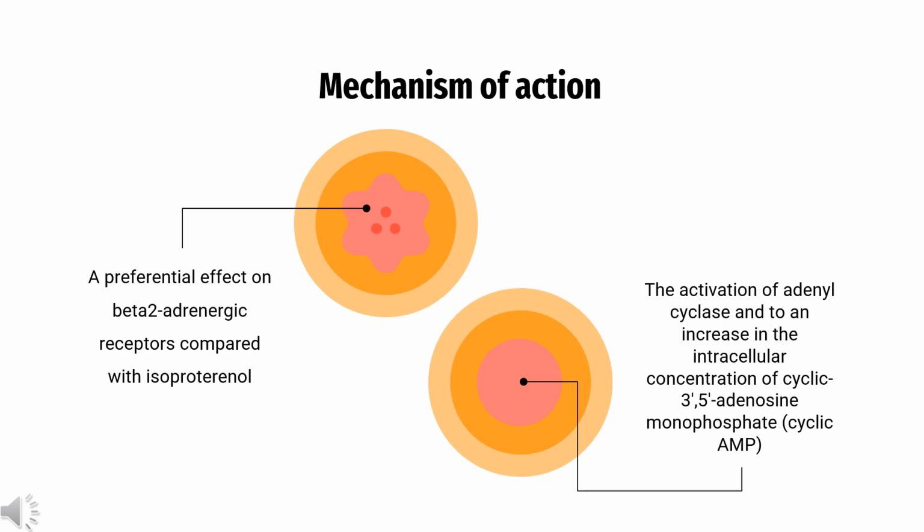Agonism of beta-1 adrenergic receptors leads to increased strength of contractility, conduction of nerve impulses, speed of relaxation, and rate in the heart. Agonism of beta-2 adrenergic receptors leads to glycogenolysis in the liver, glucagon release from the pancreas, and activation of the renin-angiotensin-aldosterone system.